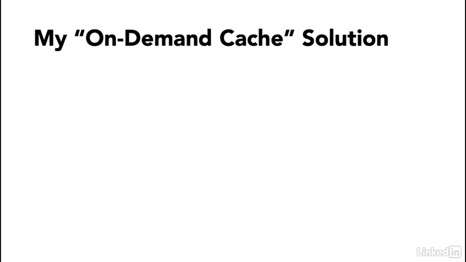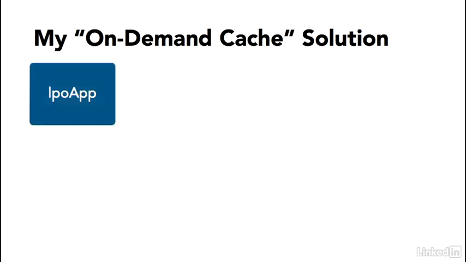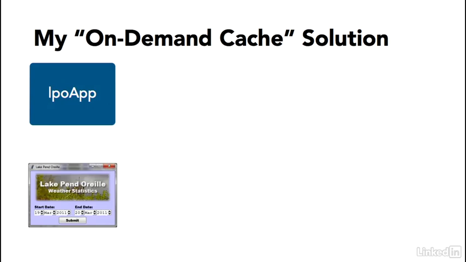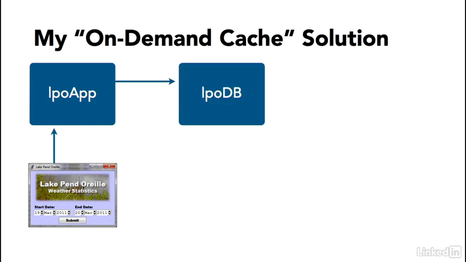For my solution to the problem, I decided to take an on-demand with caching approach that lies somewhere in the middle. My solution code is divided up into 3 Python modules. The first module, called LPO app, is the main module for the program. It creates the graphical user interface for the user to input their start and end dates. When the user submits a request, it passes those dates to the second module, called LPODB, to retrieve the weather data for that date range.